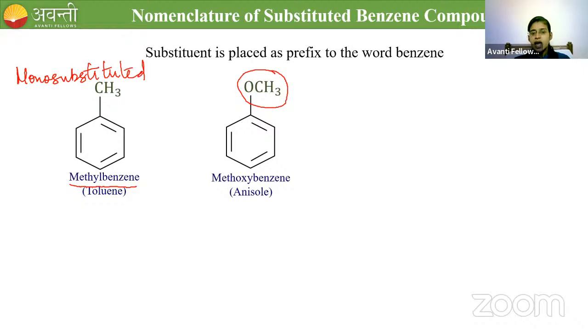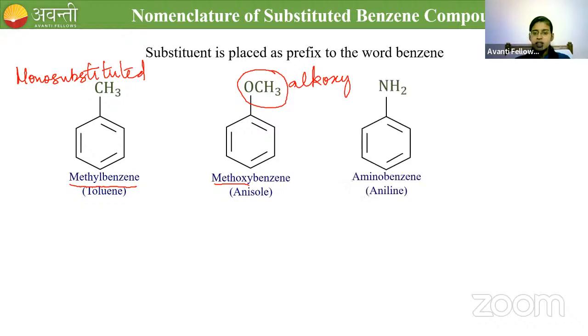Instead of CH3, if I have OCH3, that means alkoxy. Since we have only one carbon here, it is methoxy. If I have two carbons, it is ethoxy. So it is called methoxybenzene, with methoxy as the prefix and benzene. The other name is anisole. Then, if NH2 is attached, NH2 means the amino group, so it is aminobenzene or aniline.